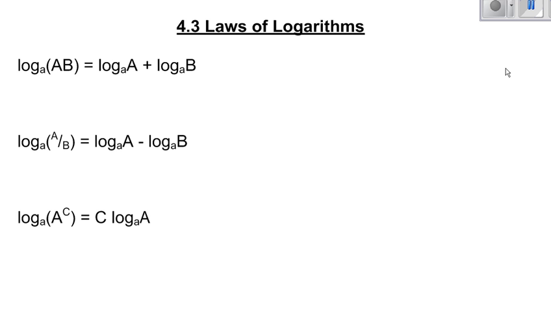Section 4.3, Laws of Logarithms. So there's three main laws that we'll be talking about. First one, log base a of a times b can be split up to be log base a of a plus log base a of b.